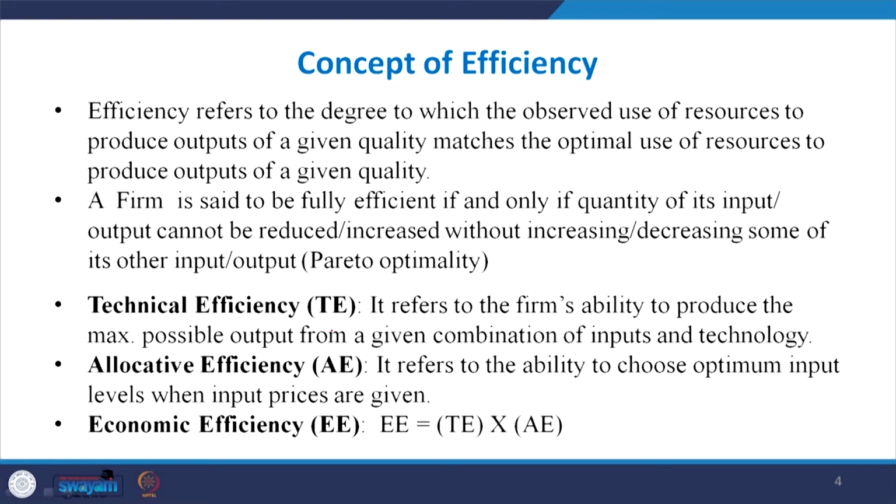1 means maximum efficiency is produced and 0 means no efficiency, and that is why efficiency magnitude remains between the two. A firm is said to be fully efficient if and only if the quantity of its inputs or output cannot be reduced or increased without increasing or decreasing some of its inputs or output, that is called Pareto optimality. So, Pareto optimality means if you cannot increase the output of one product without reducing the output of another product, that is called Pareto optimality in case of when we are taking output.